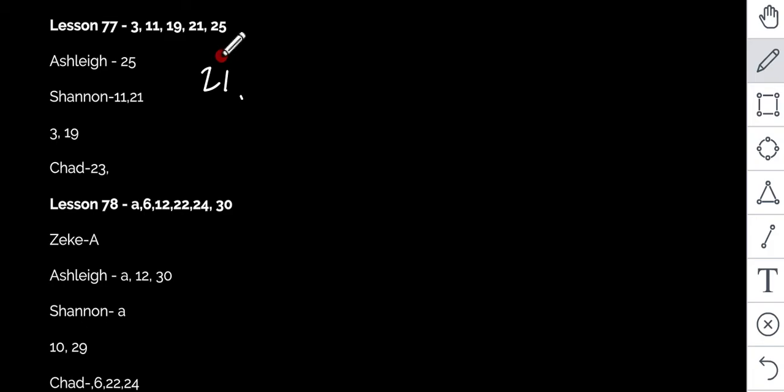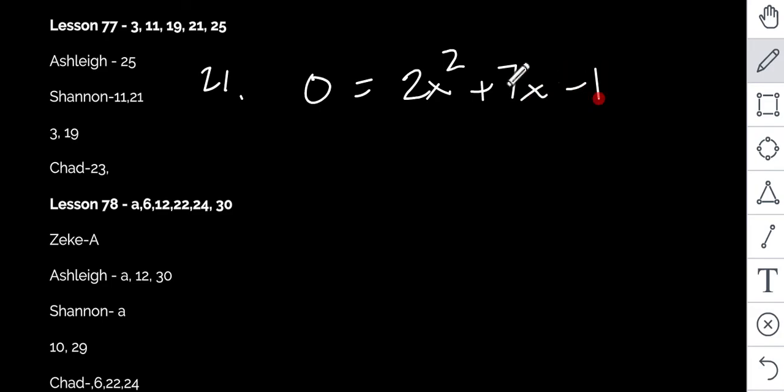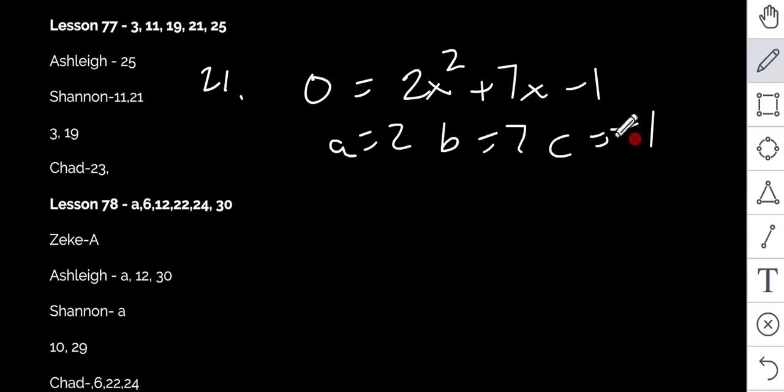Problem 21 is solve by completing the square. I'm not going to do this one because it's really straightforward. You are just setting it equal to 0, so you're going to get 2x squared plus 7x minus 1. Make sure you get your a is 2, your b is 7, your c is -1. Plug it into your formula. It works out really nice because there are no imaginary numbers and there's nothing to simplify. So that one's pretty easy. Saving time not doing that one.